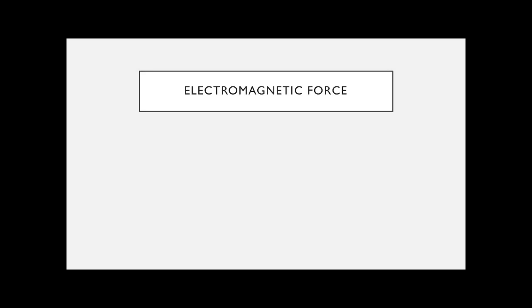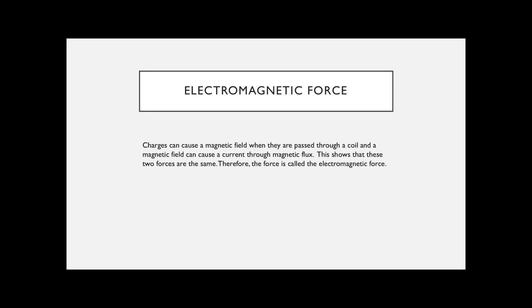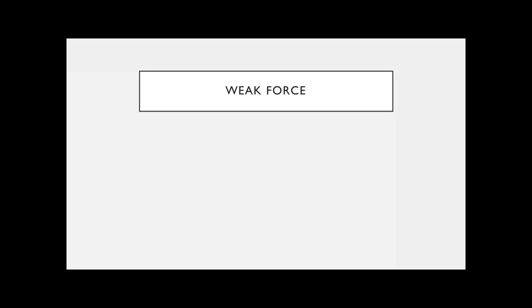To bring it all together, it is important to note that charges can cause a magnetic field when they are passed through a coil, and a magnetic field can cause a current through magnetic flux. This shows that these two forces are the same. Therefore, the force is called the electromagnetic.